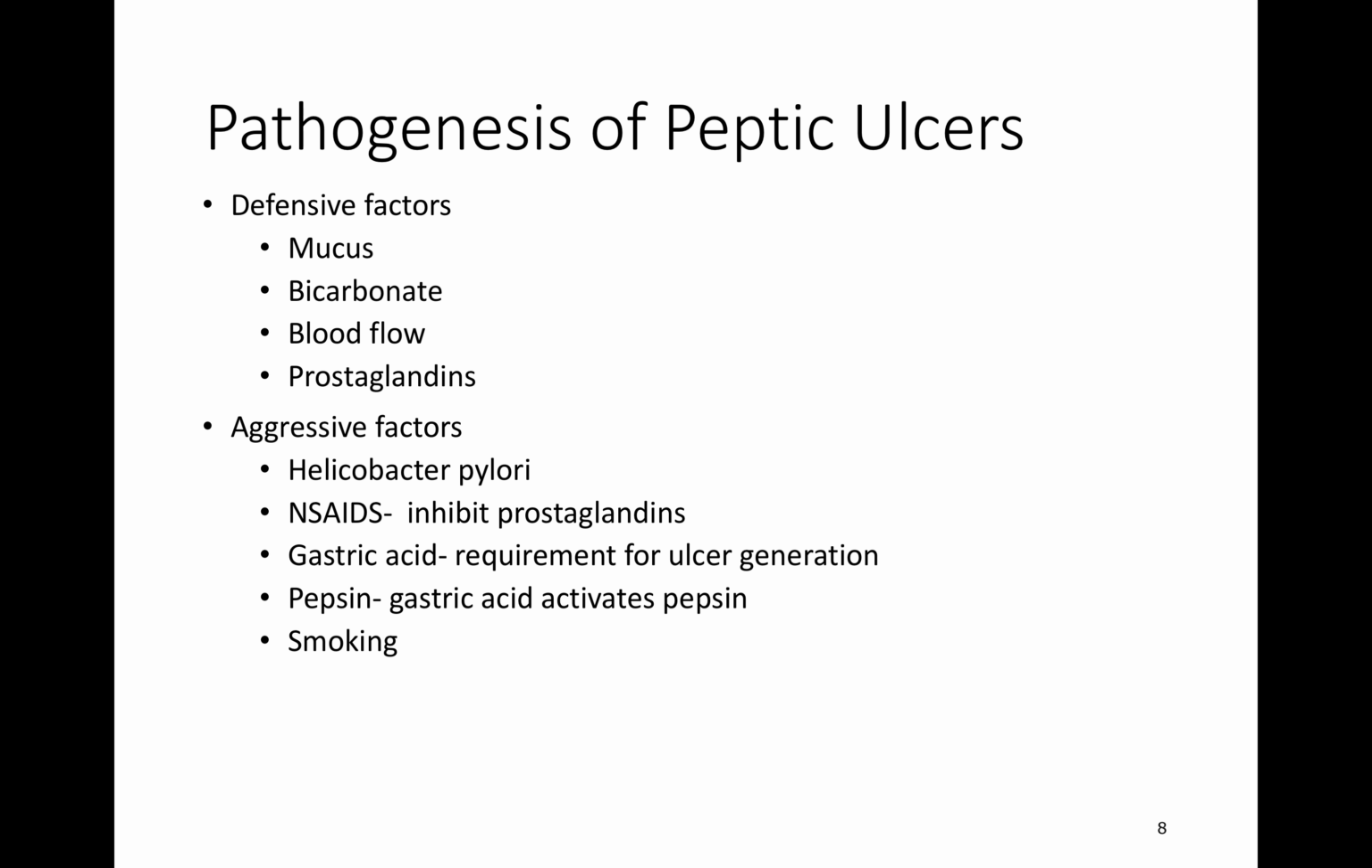Then blood flow. Obviously, we need sufficient blood flow everywhere in the body, but in the GI mucosa, it's essential for maintaining mucosal integrity. If submucosal blood flow is reduced, the resultant ischemia, which we know is whenever we have a lack of blood supply, can lead to cell injury, thereby increasing the vulnerability to being attacked by the acid and the pepsin that's on board.